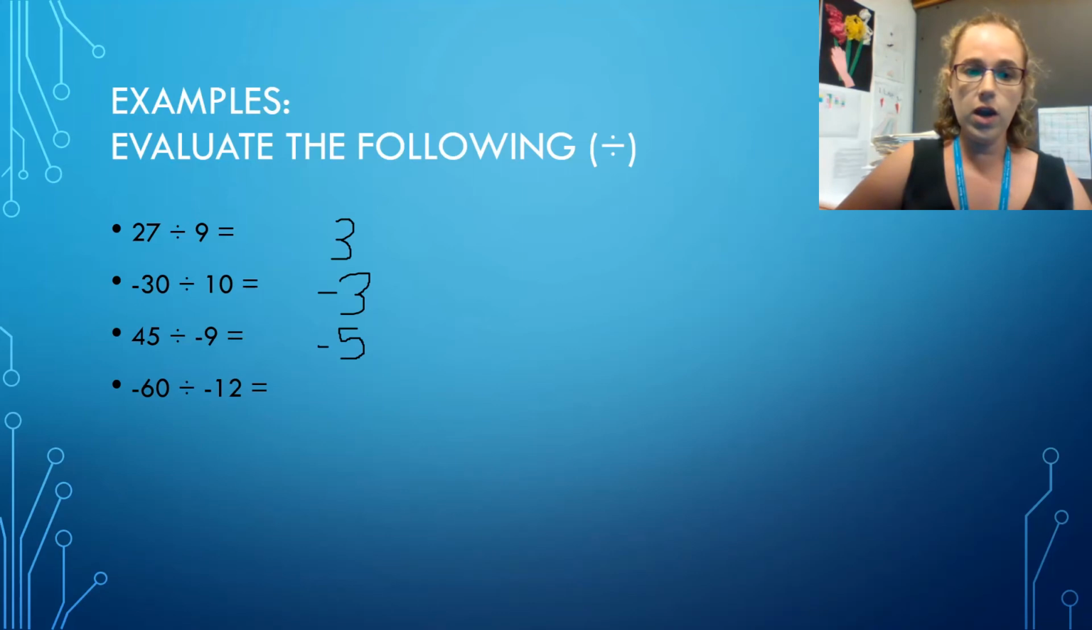In the case of negative 60 divided by negative 12, I do the numbers first. So 60 divided by 12 will give me 5. And I've got a negative divided by a negative, which will give me a positive.